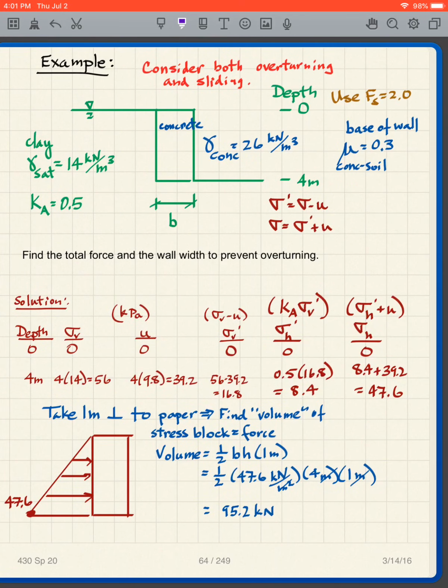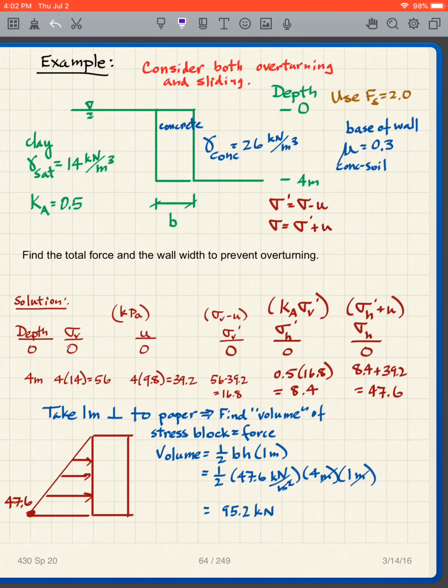Okay, so let's just do a simple example here. Suppose I have a concrete wall like this. Now I'm keeping the geometry simple. I'm making it rectangular, and we'll see how that works. I have clay. I have gamma saturated. I have a Ka of 0.5. What is that? We'll see how that plays into this. So I know what the Ka is for that clay.